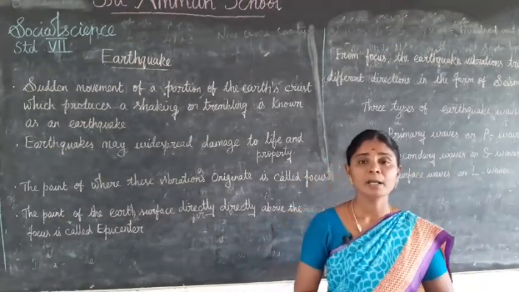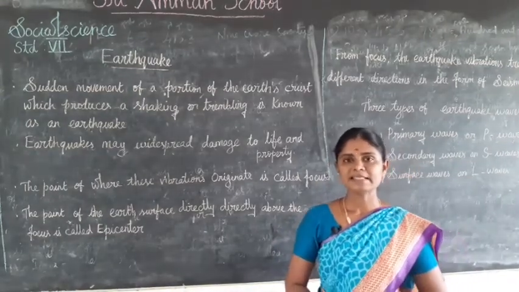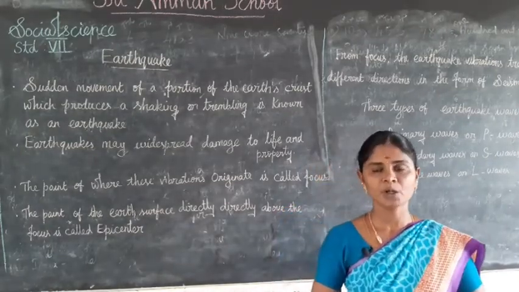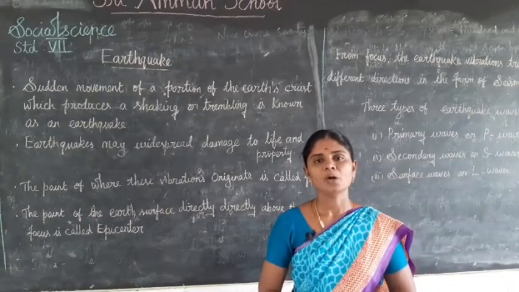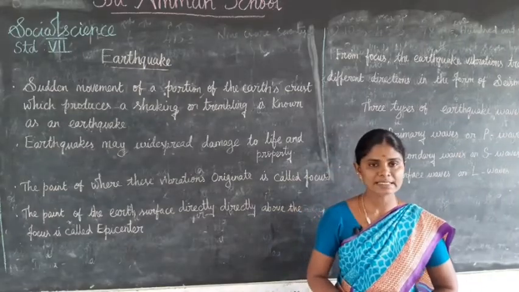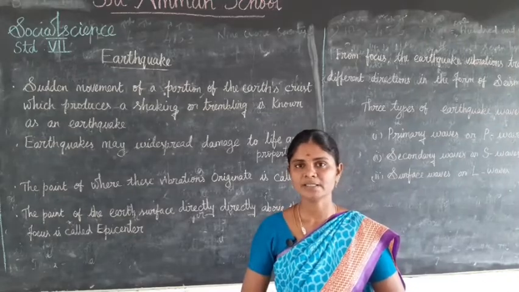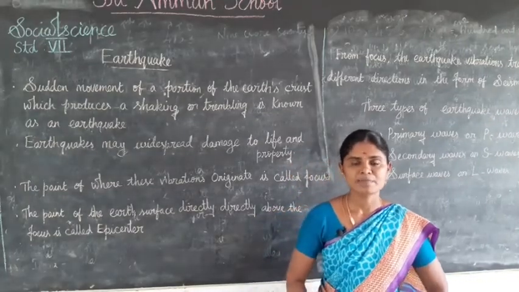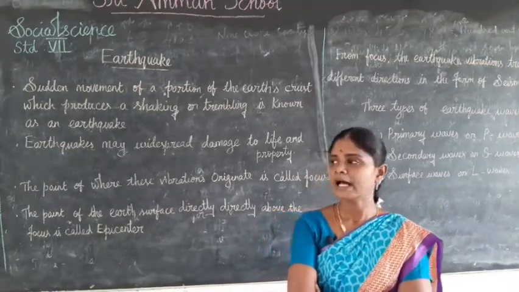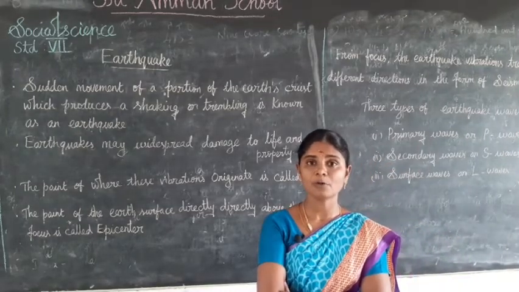Then we saw the plate or tectonic movement. The earth's plates are divided into two types: continental plate and oceanic plate. The continental plate is made up of silica and aluminum, also called Sial. The oceanic plate is made up of silica and magnesium, also called Sima. So Sial floats over Sima, and the earth's crust floats over the mantle.